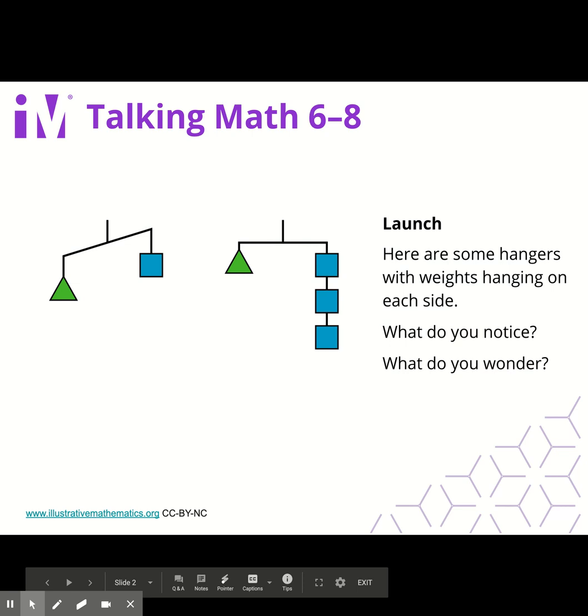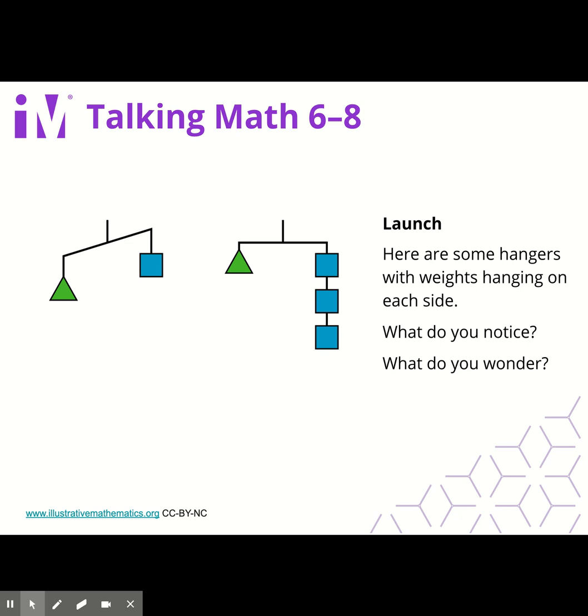Here are some hangers with weights hanging on each side. What do you notice? What do you wonder? Take a little bit of think time. If you need more think time, hit pause and then restart the video when you are ready.